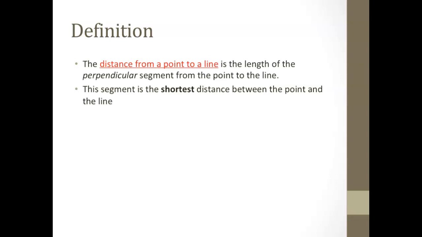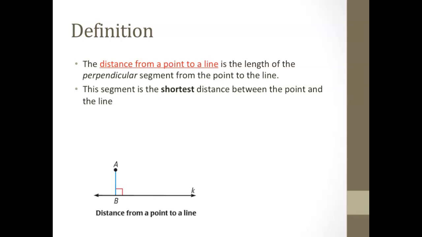So here's a picture for us. So here we have line K and we have point A. Now the blue line that's drawn here is what we call the distance from point A to line K, and you can see that's the shortest distance from the point to the line, and it is perpendicular to line K.